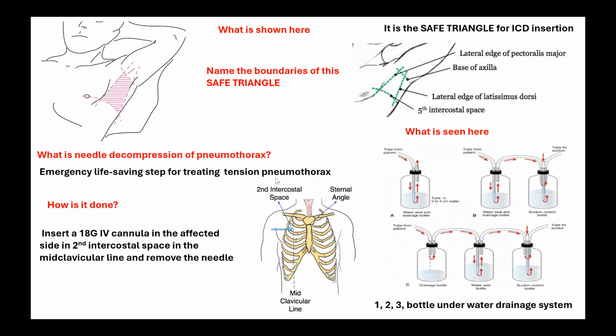What you do is you remove the needle and then connect the cannula to an IV set and put it into an underwater bottle, the drainage seal. So connect the cannula to an IV set and connect it to the underwater seal. You will save the patient's life. That's what's called emergency needle decompression. You can also aspirate using a syringe, but that will take a long time. So this is the emergency life-saving procedure.